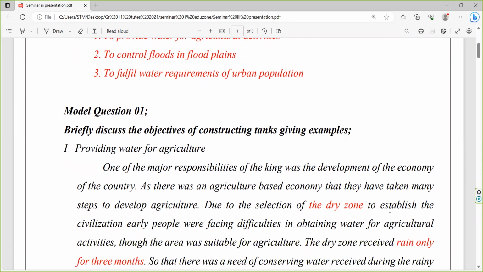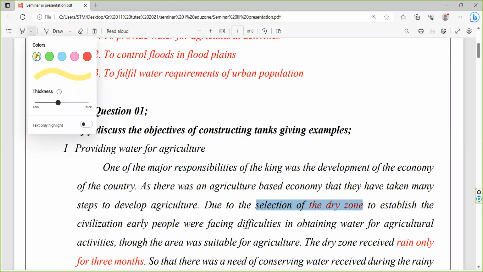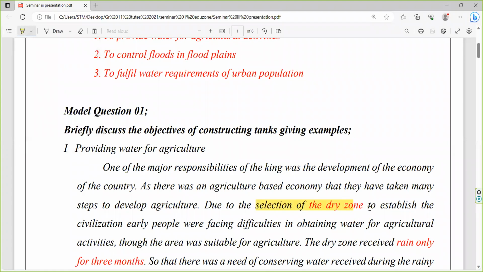Due to the selection of the dry zone to establish civilization, early people were facing difficulties in obtaining water for agricultural activities. First, you have to explain why they constructed tanks. They settled where? In the dry zone. Selection of the dry zone. Here you can highlight it. Why are we highlighting? Because that is one of the points that we have included. When you include three facts in the answer, they give marks. So this is something they give marks for.